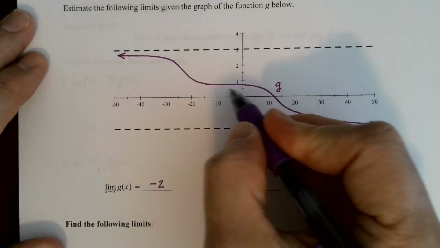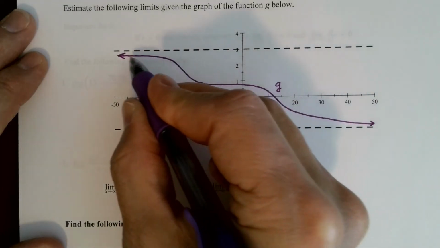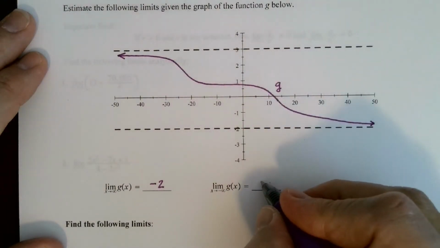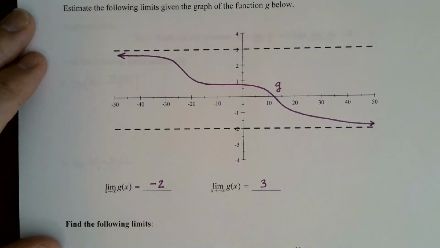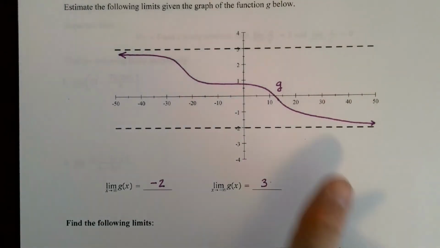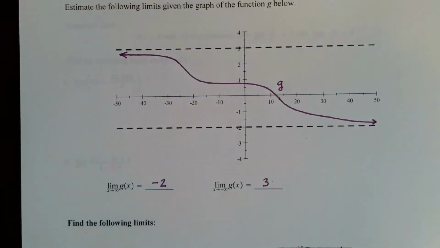As we go to negative infinity, where are we going to? We're getting closer and closer to this horizontal asymptote, which is y equal 3. And so there's our limit. Okay? So there's an example of a function that would have two different horizontal asymptotes. One as we go to positive infinity, one as we go to negative infinity.